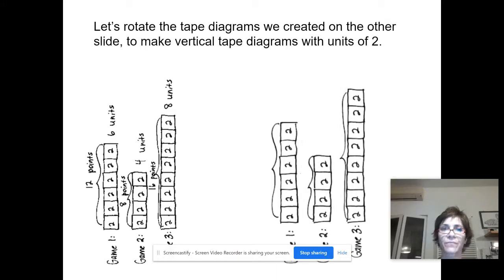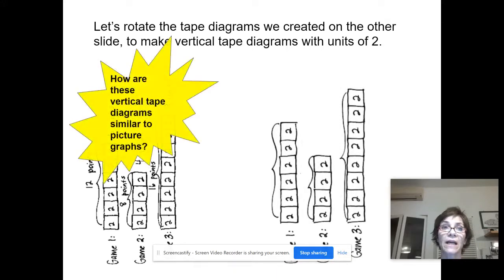Here it is. Okay. How are these vertical tape diagrams similar to picture graphs? Remember last week we looked at picture graphs for our survey on colors. We used a heart as a symbol, and each heart represented one student. So every time a student said that, I don't know, red was his favorite color, we would draw a heart in the red column.